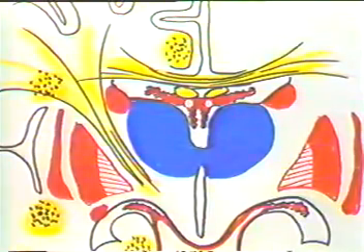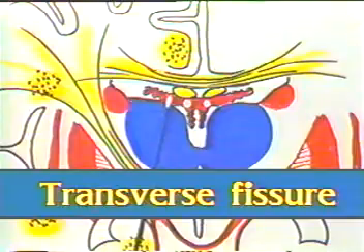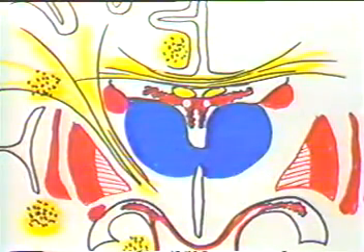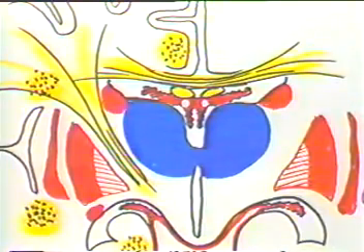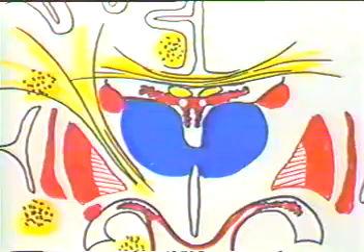Tela choroidea, or velum interpositum, as it is also called, is not really located inside the brain. It is located here in a fissure, which is referred to as the transverse fissure, which can be reached from behind, underneath the splenium of the corpus callosum. And the location of the transverse fissure can best be appreciated on a mid-sagittal section.